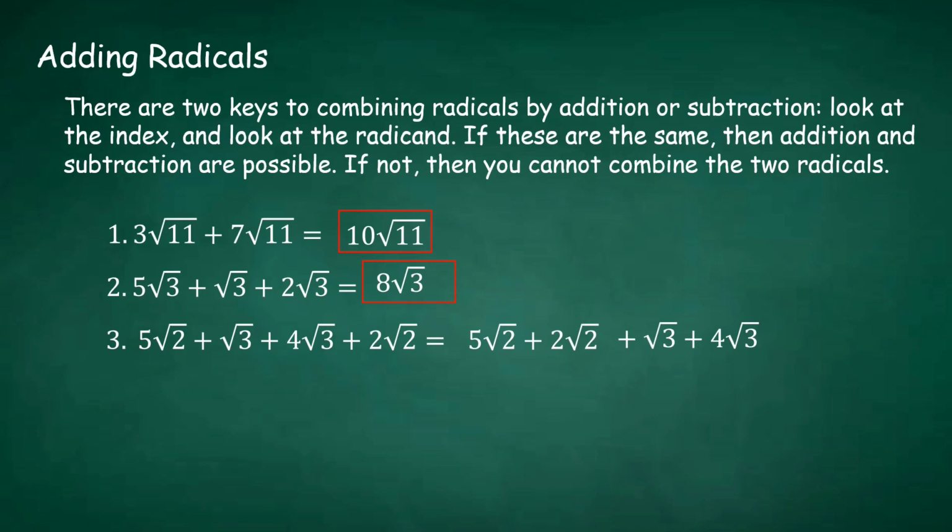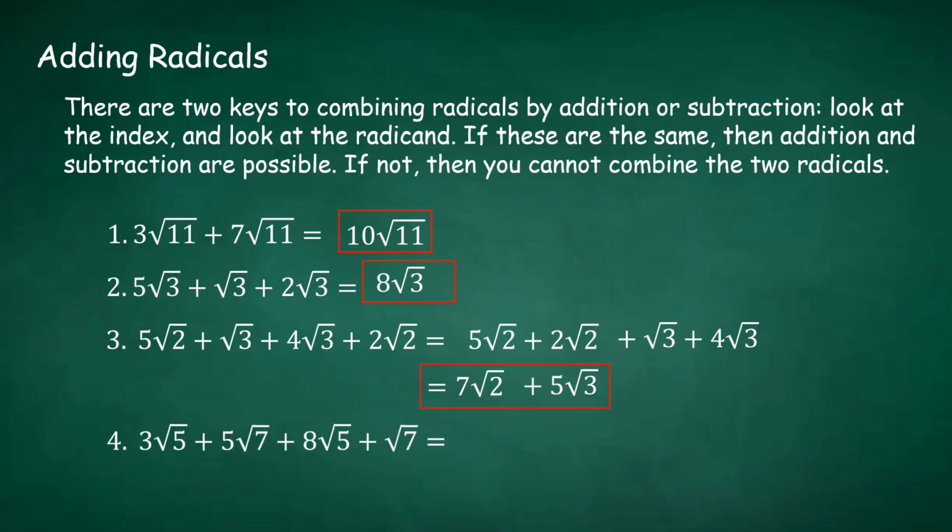5 square root of 2 plus 2 square root of 2 is equal to 7 square root of 2, and square root of 3 plus 4 square root of 3 is equal to 5 square root of 3. Now we can't combine them because they don't have the same terms, so this is our final answer.